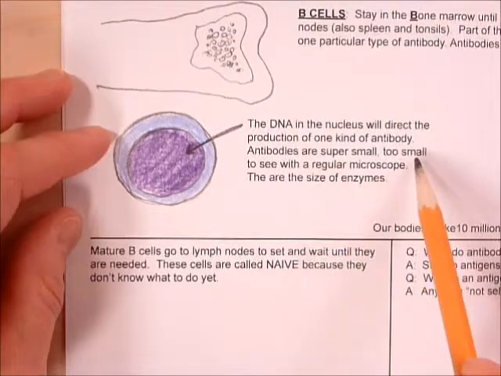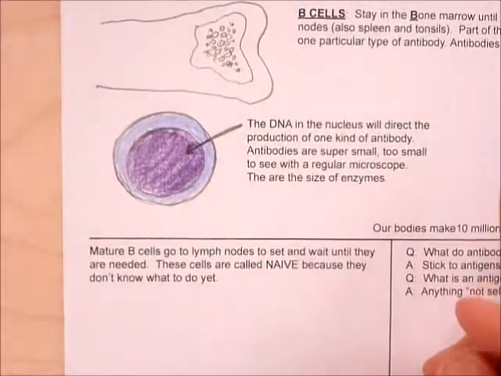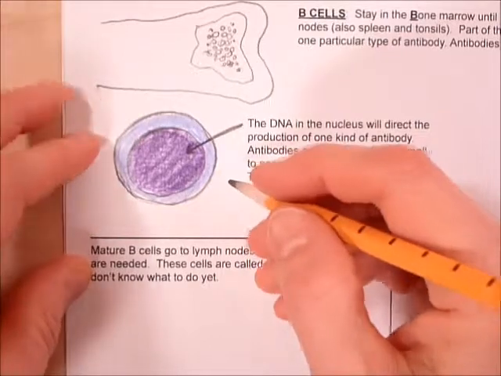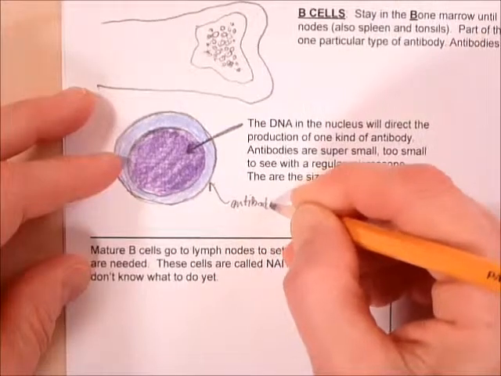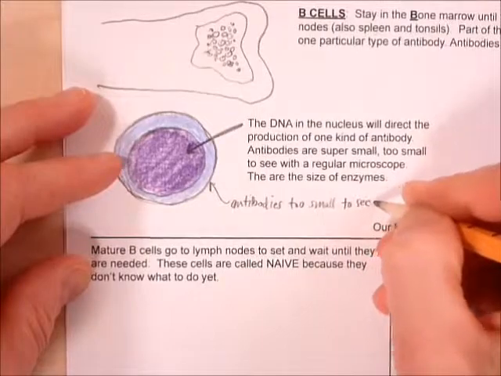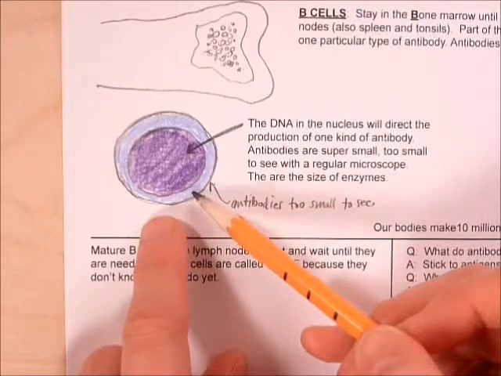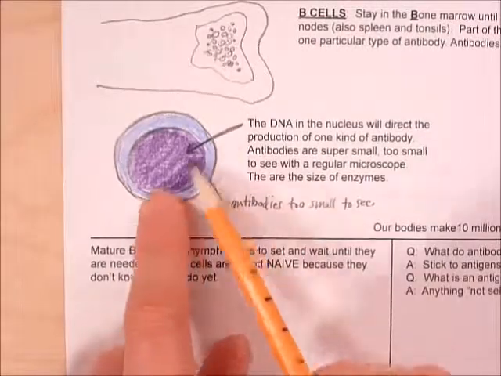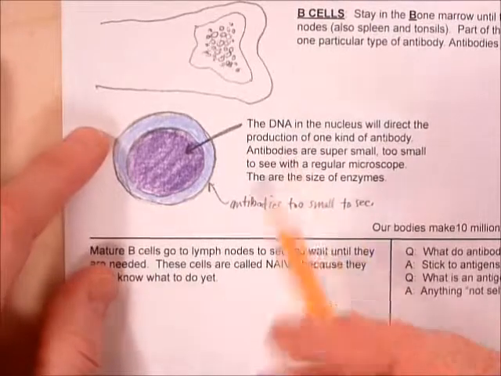Antibodies are super small, too small to see with a regular microscope. They're the size of enzymes. I mean, they're tiny, they're just molecular. All right, so you're not going to see any on here. We'll just put here antibodies too small to see. So in our realistic picture, I'm not going to draw the antibodies. Now we're going to draw some cartoon pictures where the antibodies are going to be these giant Y's, okay? But we're going to leave our realistic picture without the antibodies so that you understand you can't see them.